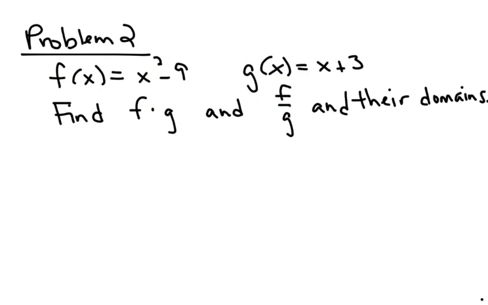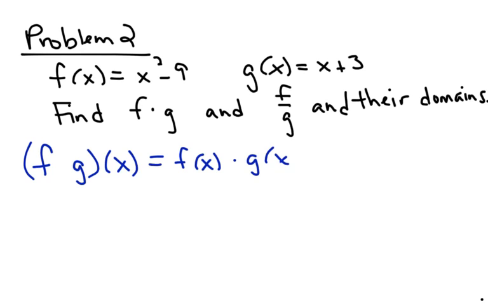Now let's talk about multiplying and dividing functions. Again, because it's just the same as multiplying and dividing polynomials, we've already done that. So one way of writing multiplication of functions is this way, and sometimes we write it this way. But it doesn't matter which method we use. All it's telling you to do is multiply x squared minus 9 times x plus 3.